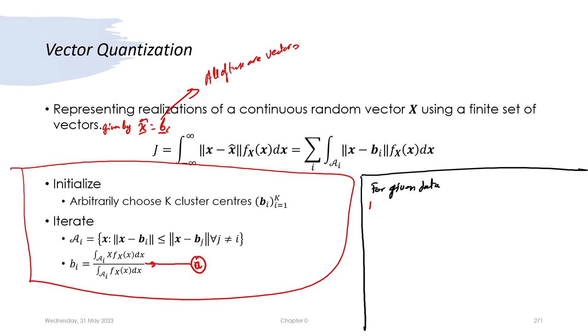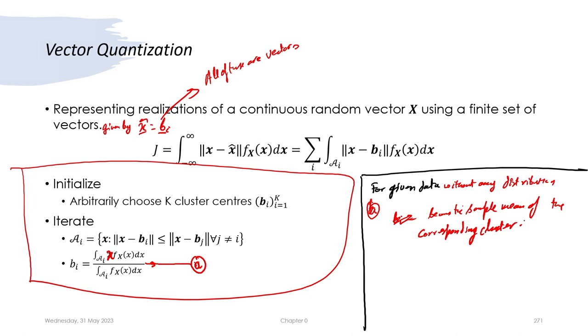So for given data, without any distribution, without prior known distribution, A becomes b_i equals summation x_i, or A becomes the sample mean of the corresponding cluster. So for given data without any distribution, A becomes the sample mean of the given cluster.